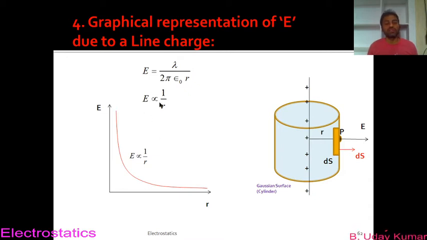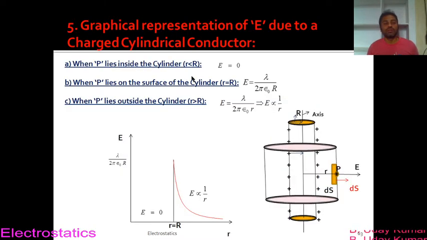So that means the variation of E with respect to R is given mathematically by this formula and graphically by this graph. Okay. And similarly, we also try to determine the electric field intensity due to a charged cylindrical conductor. It's a conductor. That means, as you know, the electric field intensity inside it will be 0. And on the surface of the cylinder, it was found to be lambda by 2 pi epsilon 0 capital R, which is a constant. And this one, if you see, is the electric field intensity at a point P lying outside the cylinder, which is found to be E inversely proportional to R.